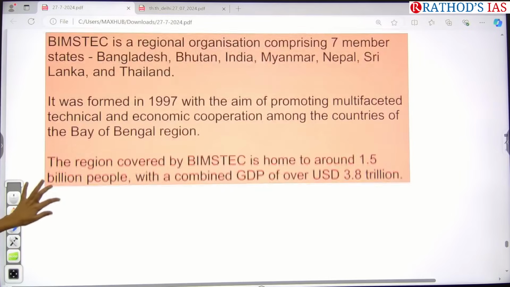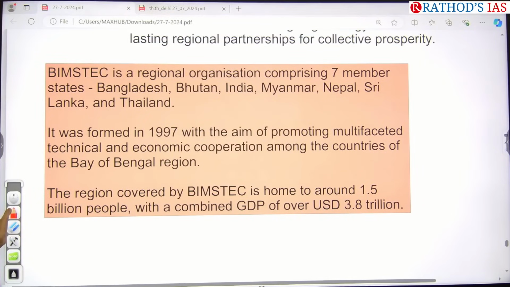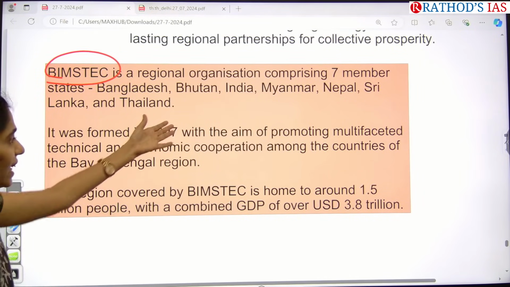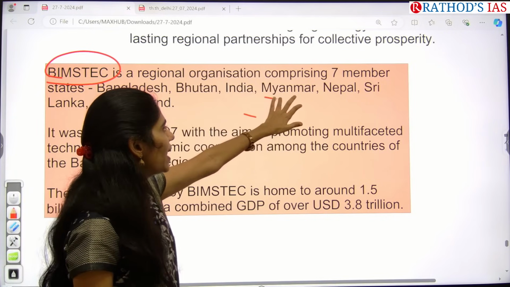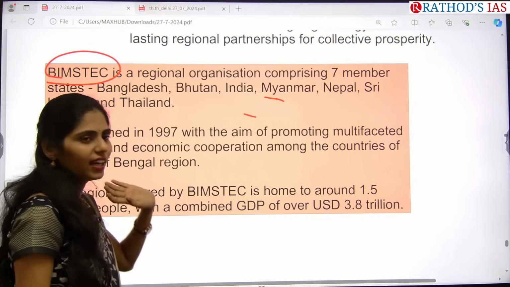So here I gave you some facts regarding this BIMSTEC. BIMSTEC has 7 members. The first one is Bangladesh, second one is Bhutan, and India is part of this. Next one is Myanmar, Nepal, Sri Lanka, and Thailand.